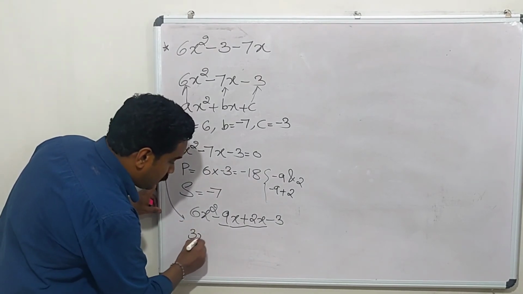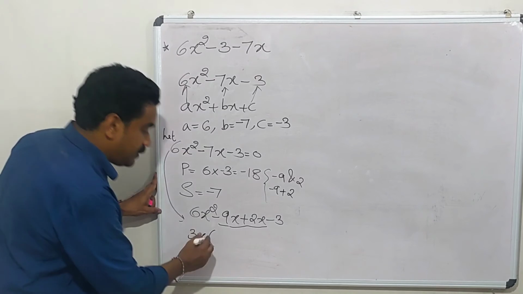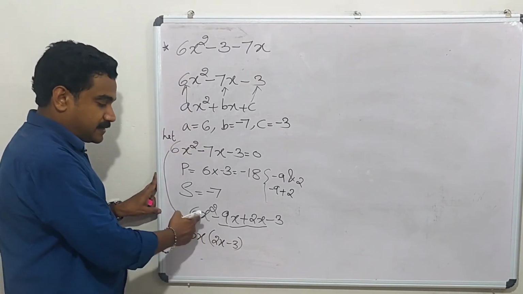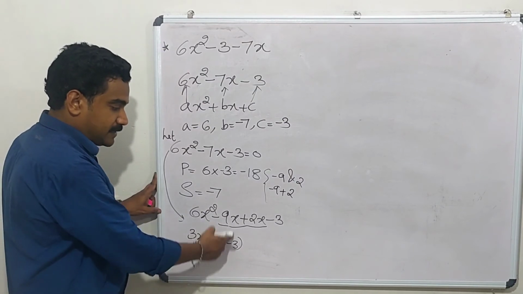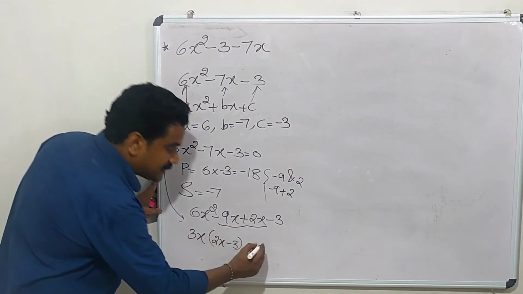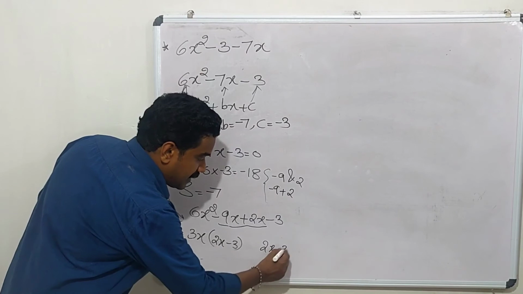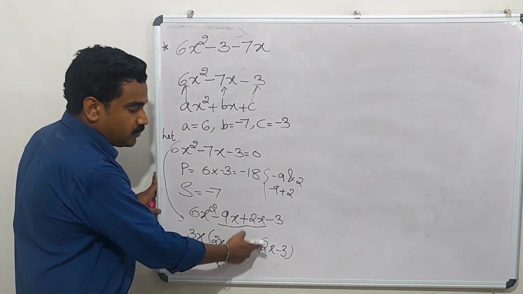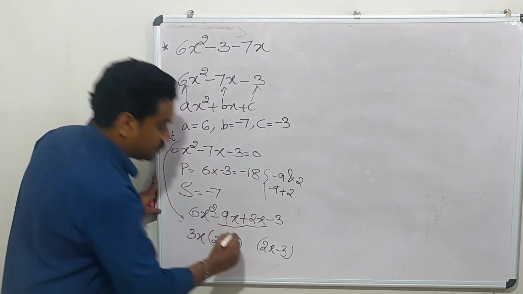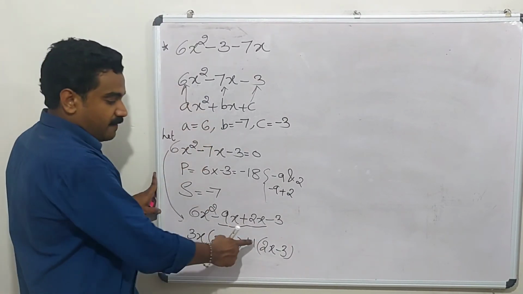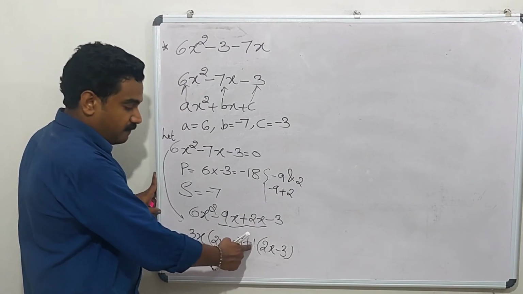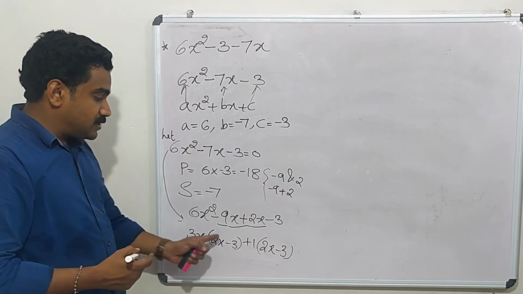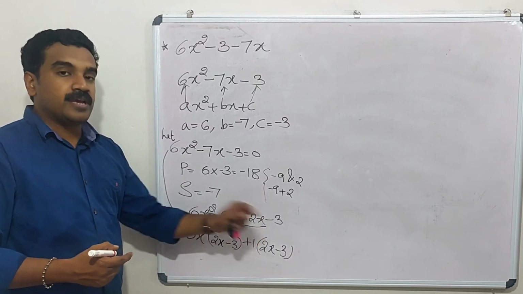3x is common. So when you take the 3x outside, what is remaining here? 2x minus 3. Check: 3x into 2x is 6x square, 3x into minus 3 is minus 9x. Repeat the same bracket, 2x minus 3, and check the third term. What is the third term? Plus 2x. 2x into what is plus 2x? 2x into 1 is plus 2x, so write that 1. 1 into 2x is 2x, 1 into negative 3 is negative 3. So we factorize 3x into 2x minus 3 plus 2x minus 3.